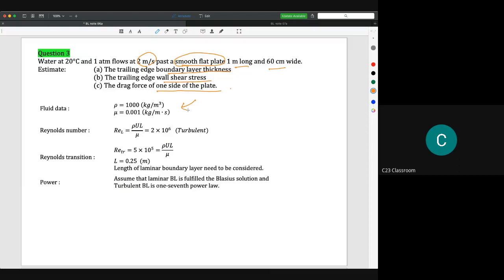So first we calculate the Reynolds number at the end of the plate. So it is 2.2 times 10 to the power of 6. So it is turbulent. And then we need to calculate the critical Reynolds number.